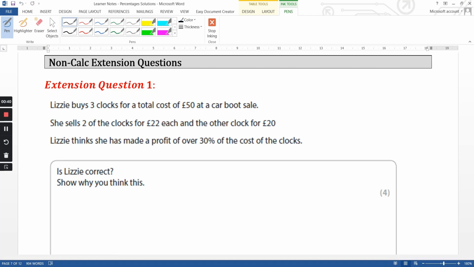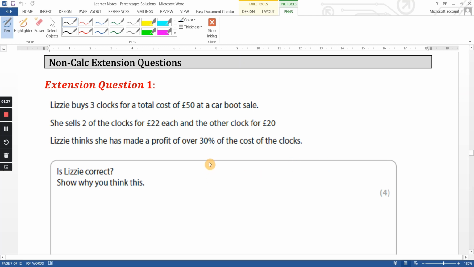Okay, so we're going to start off with the non-calculator extension questions. So extension question 1. Lizzie buys 3 clocks for a total cost of £50 at a car boot sale. She sells 2 of the clocks for £22 each and the other clock for £20. Lizzie thinks she has made a profit of over 30% of the cost of the clocks. Is Lizzie correct? 4 marks. Show why you think this.